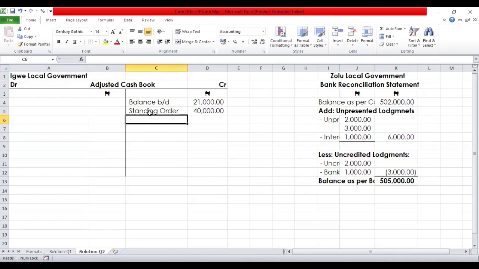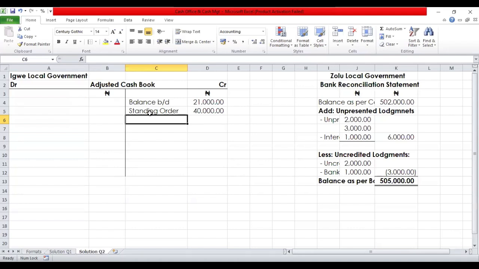A check of 103,700 sent to a supplier on 30th June was not paid by the bank until 6th July. That is, the person did not present it. The bank did not pay the check until he presented it, which is an unpresented check. It did not enter the adjusted. Let's go to the next one.